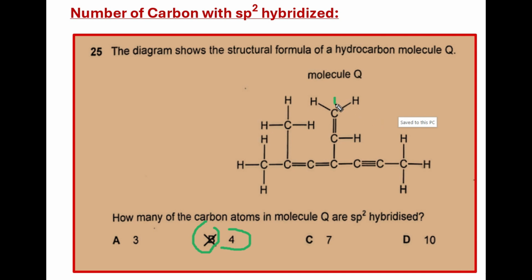Which carbons? This carbon 1, because this carbon is attached to a single bond and one double bond, and this 2, this 3, 4. These 4 carbons are sp2 hybridized because the carbon which is attached to single bonds and one double bond will be sp2 hybridized. So 1, 2, 3, 4. This carbon-carbon triple bond is not sp2 hybridized, it is sp hybridized, and this carbon is not sp2 hybridized because it is attached to a double bond.